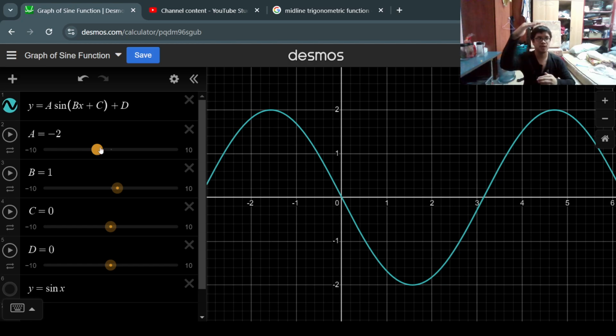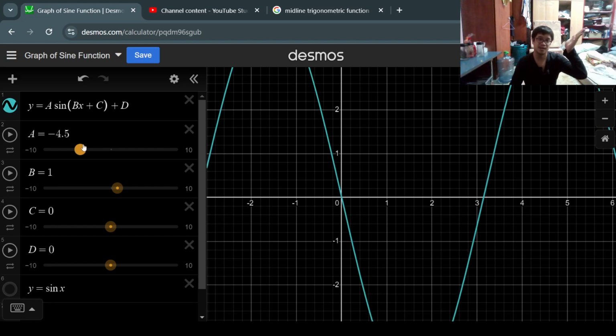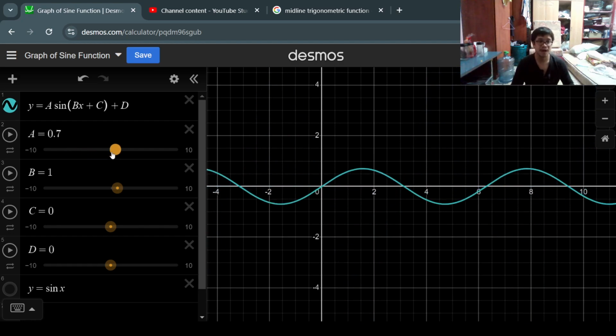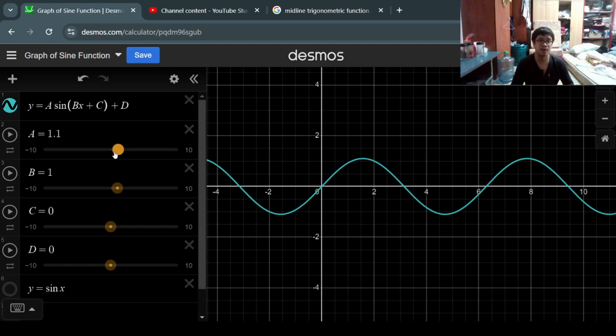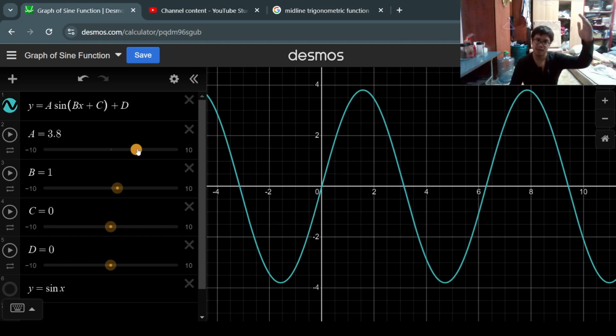Not only will it shrink, but it will also flip the graph of the sine in a reverse way, just like this, all right? So now you see what will happen if you're going to play with letter A. Okay? So if you increase the value of A, it will increase.